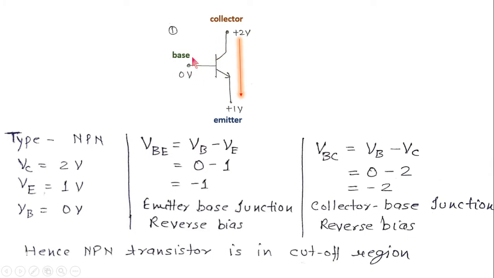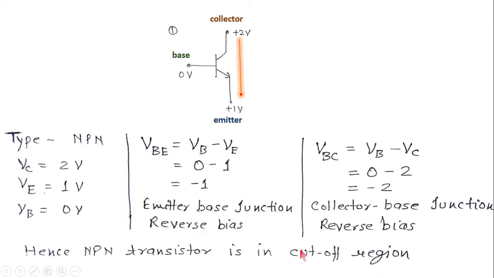Now see this collector and base junction. Since it is N and it is P, we will calculate VBC; if it is greater than 0.7, it is in forward bias. If VBC is less than 0.7, it is reverse bias. So VBC is equal to VB minus VC. What is VB? 0 volt. VC is equal to 2 volt. 0 minus 2, that is minus 2 volt, which is less than 0.7 volt. So the collector base junction is also in reverse bias. Both junctions are in reverse bias. It means that the NPN transistor shown in the figure with corresponding bias is in cutoff region.